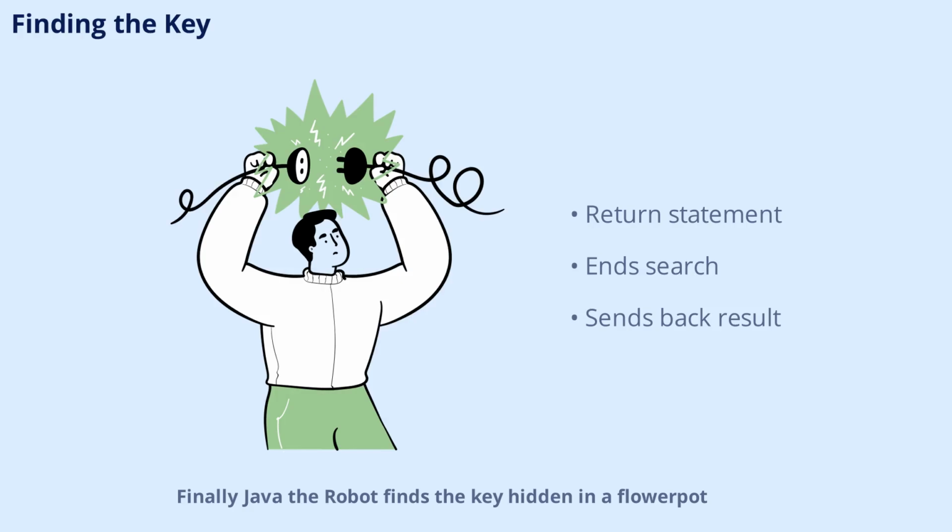Finally, Java the robot finds the key hidden in a flower pot. He uses the return statement to end the search and bring the key back to the team. This shows how return can end a method and send back a result. The team celebrates their success.